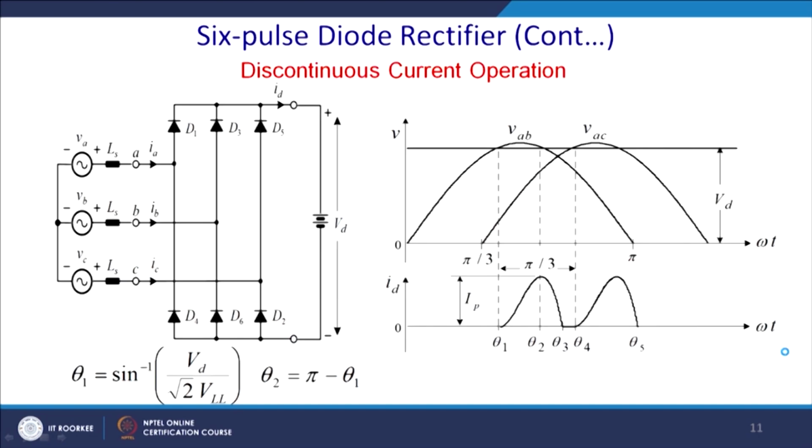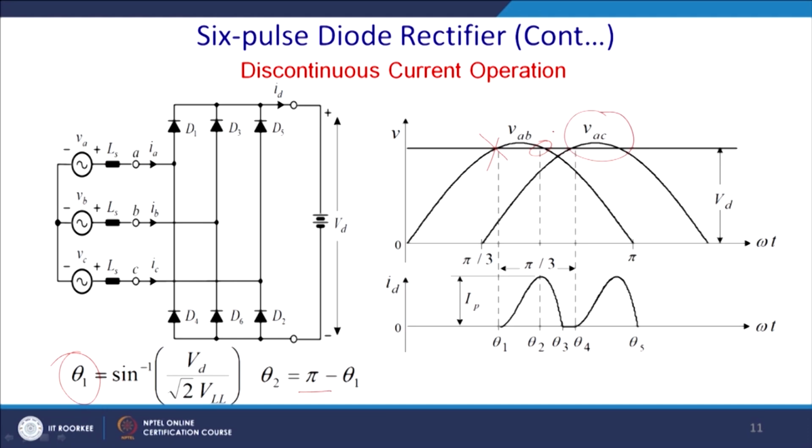Now, how will you calculate the conduction angle? Sin theta 1 will be BD by under root of VLL, where it is theta minus pi, because you cross over here, then diode D1 will be forward biased and current will flow. Again at this point it will be reverse biased, current will not flow, but for the VAC, again this phenomenon will occur.